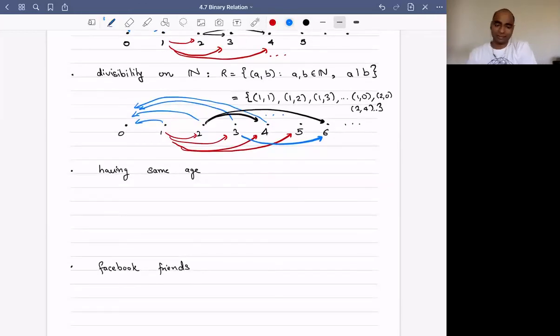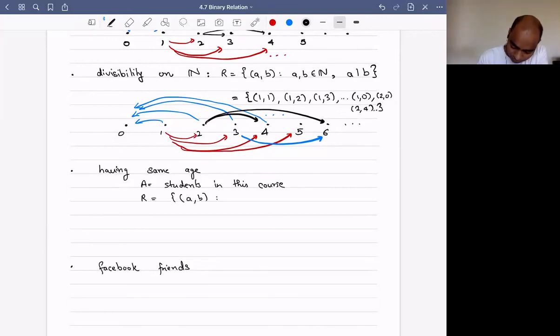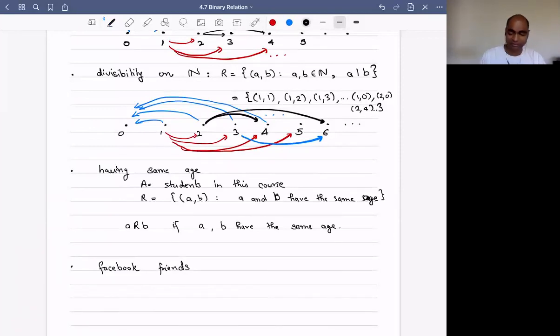Now let's do some real world examples. Suppose I take my set A to be, let's say, all the students in this course. This is a valid set. And I can take my relation as follows. A and B are in R if they have the same age. Another way of writing this is A R B. So A is related to B if A and B have the same age. So having the same age is a valid relation.